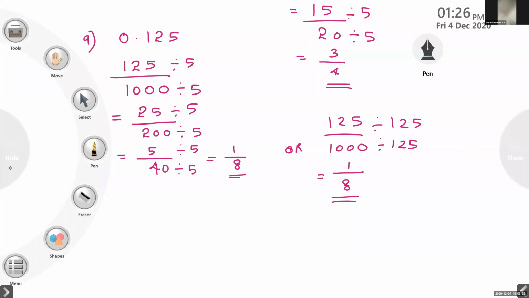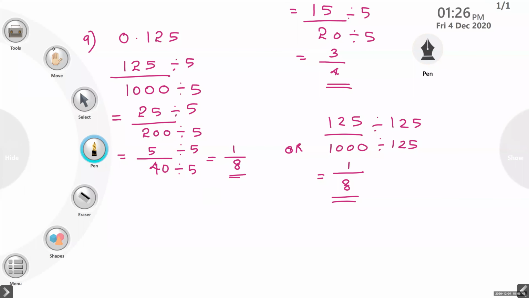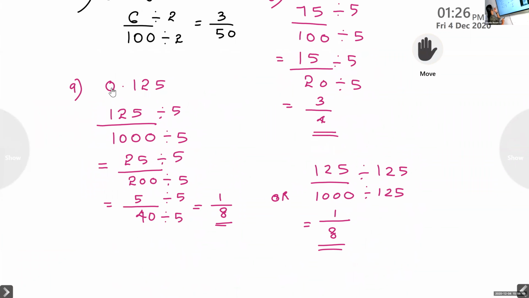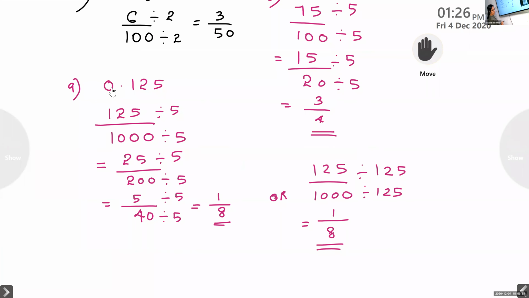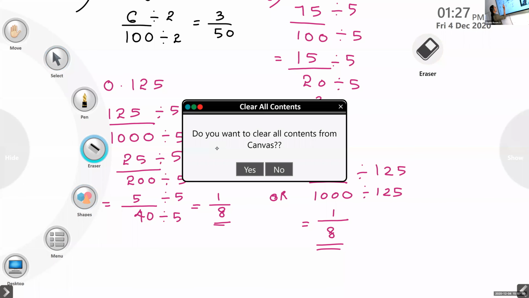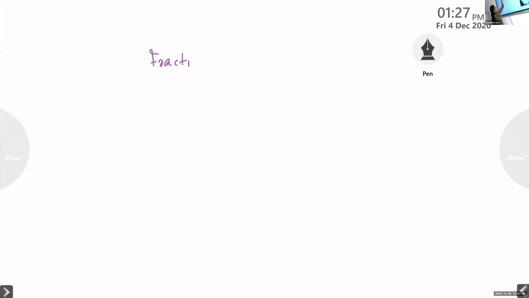Yes. It is fraction to decimal, reverse. Ma'am, can I know the fourth board? Enough, children? Yes, ma'am. So next topic is fraction to decimal. Reverse operation, fraction to decimals.